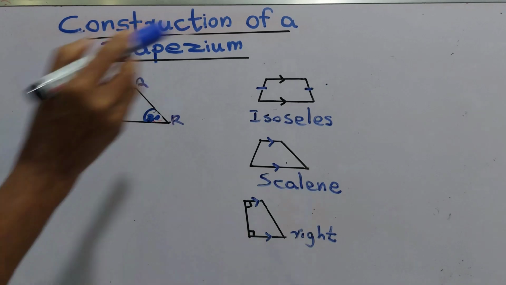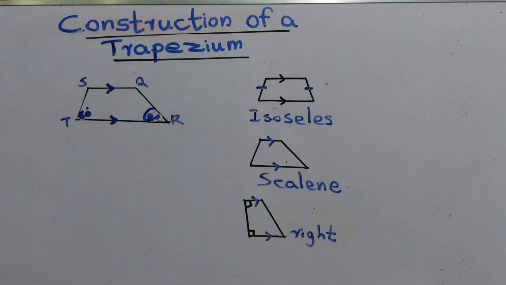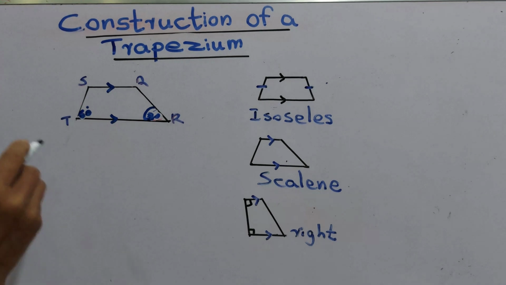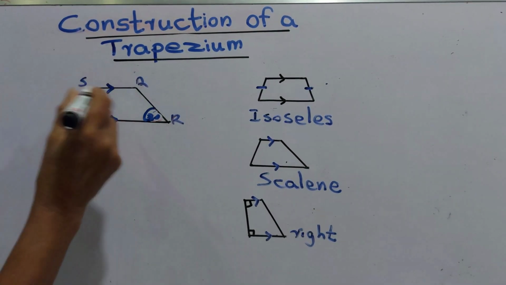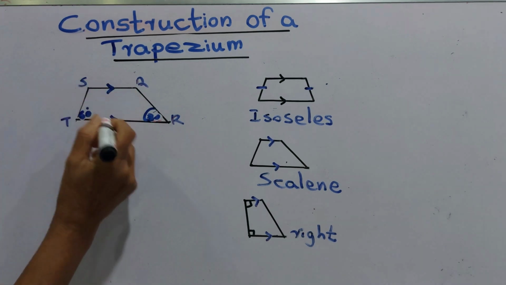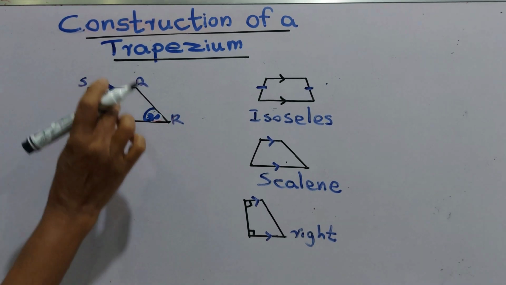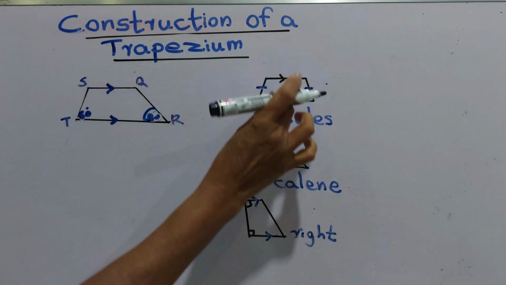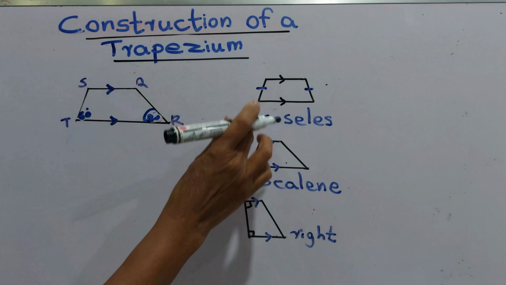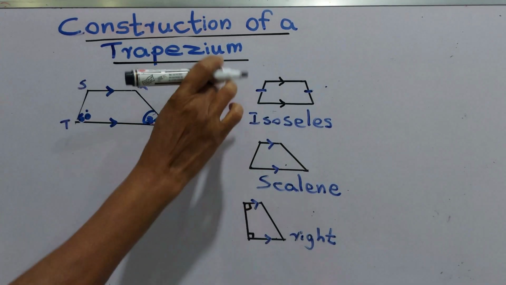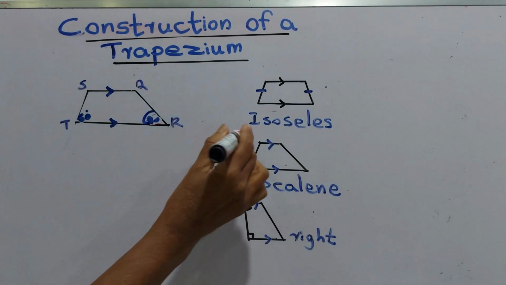Today we are going to construct a trapezium. What's a trapezium? Trapezium means one pair of opposite sides are parallel. Only one pair of opposite sides are parallel. That's a trapezium. Then here there are three types of trapeziums.